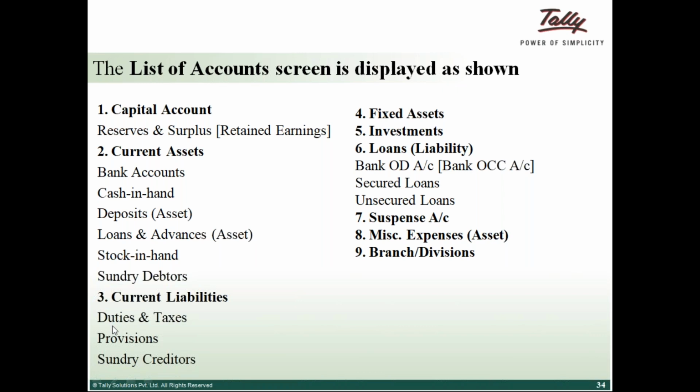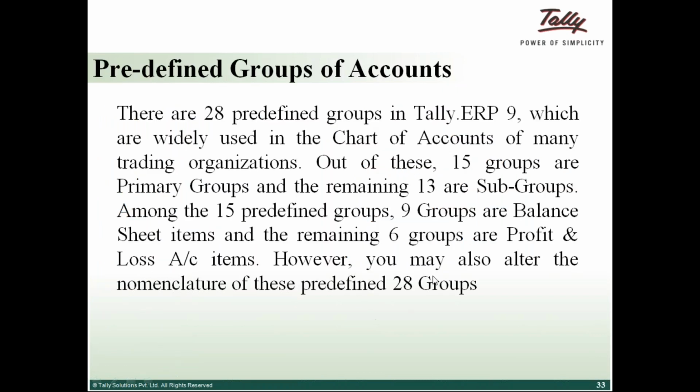And current liabilities. What are the current liabilities? Duties and taxes, provisions, sundry creditors. Next one, fixed assets, like furniture, machinery and so on. The investments, loans and liabilities. What are the loans? There are different types of loans. One is bank OD loan or bank OCC loan, that means open cash credit, secured loan, unsecured loan, suspense account, miscellaneous expenses, and branch and divisions. Okay, these are the groups covered under the balance sheet.